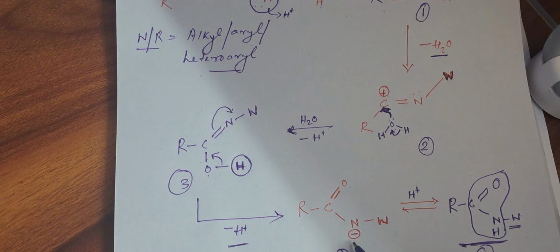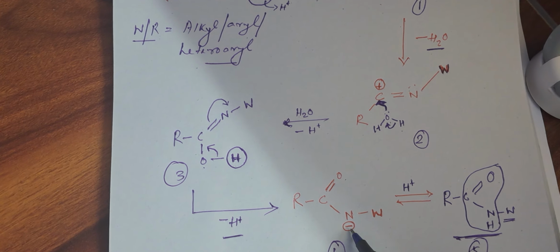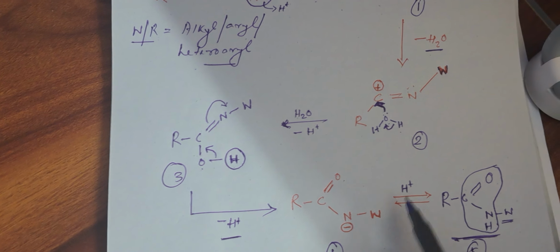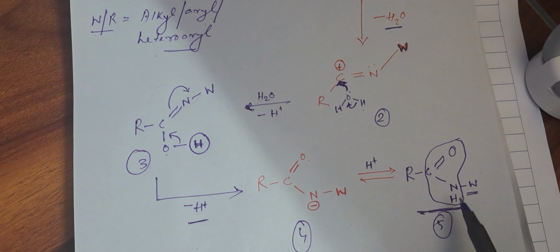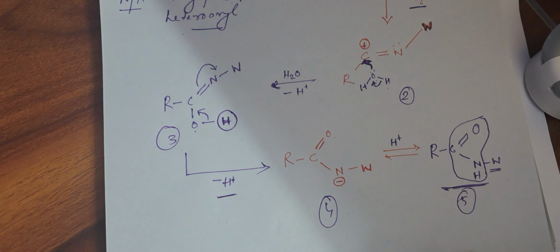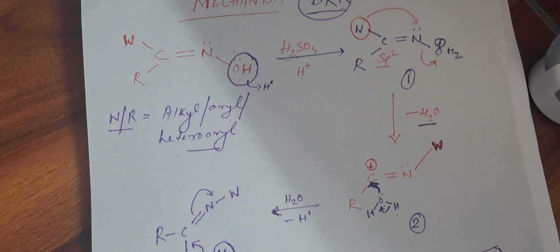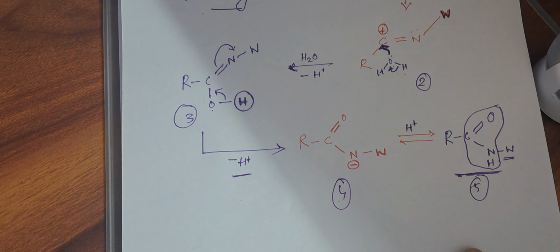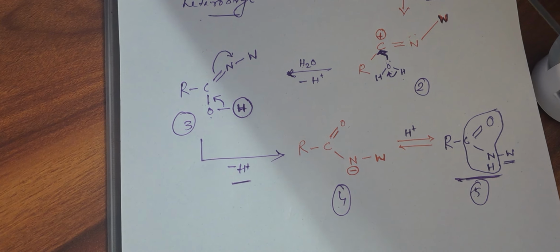Now we have a nitrogen, and on top of it we have a charge, right? This charge will be used to accept a proton. And finally we got the compound of interest, that is your amide. So this is all about the reaction mechanism of the Beckmann rearrangement reaction. Let me just wrap this up with a simple example.